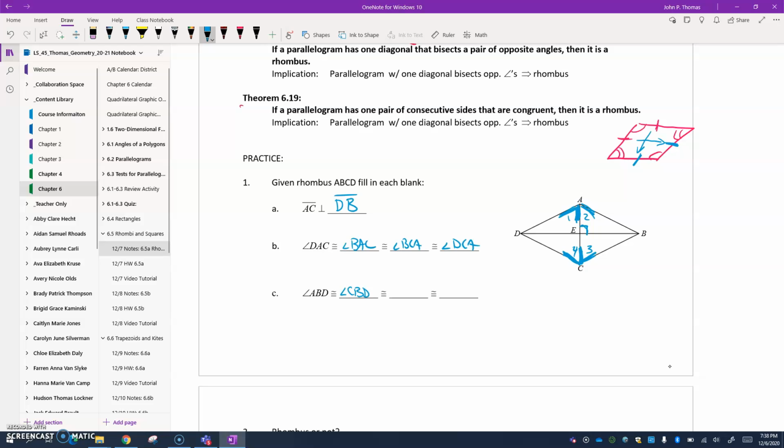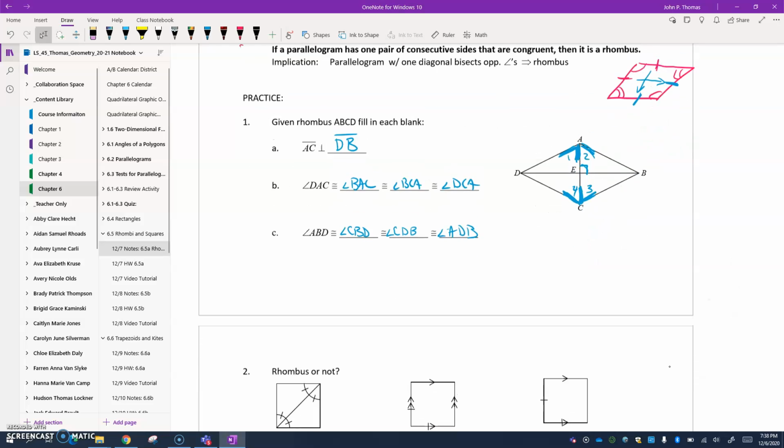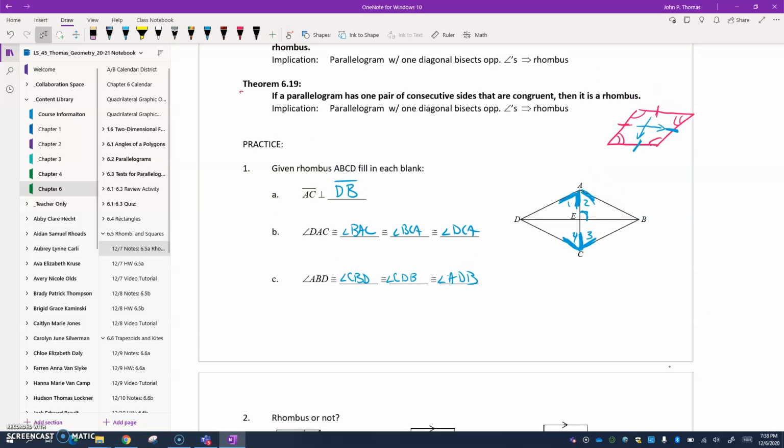All right, and then we'll go CDB. All right, and then we'll go ADB. All right, and that'll take us through. So that's basically going in the forwards direction. We know it's a rhombus, and we want to make some conclusions from that.